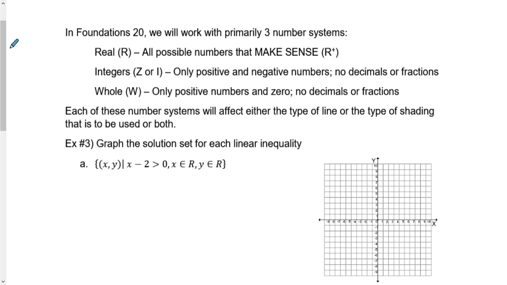Now in Foundations 20, we're going to work with primarily 3 different number systems. So the different number systems that we have been doing since grade 9, because we talked about the rational numbers, and in grade 10, we talk about other number systems, for example, the real numbers, fancy symbol being this one, the integers, which is a double bar Z. Oh, that's terrible.